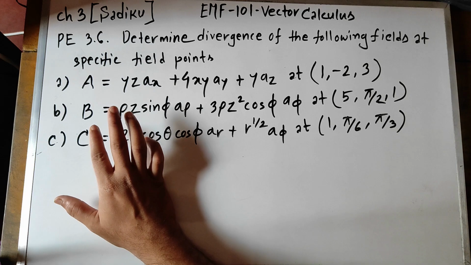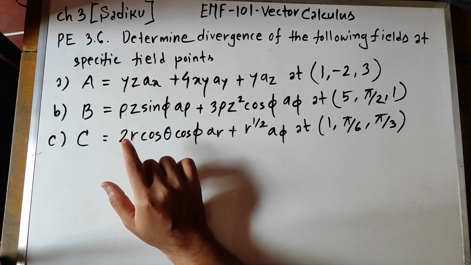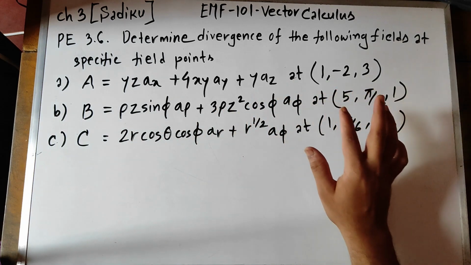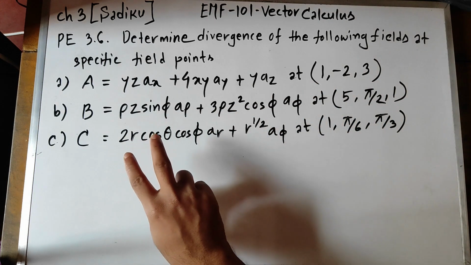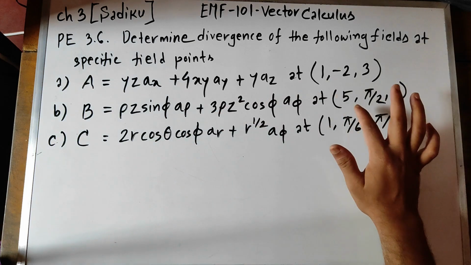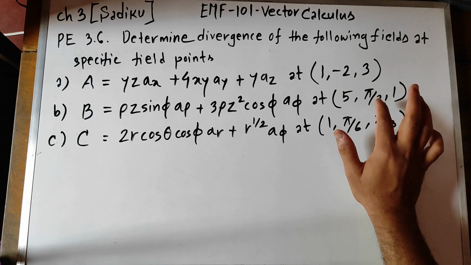The second vector field is B, which is in cylindrical coordinates: rho z sine phi in the direction a rho, plus 3 rho z squared cos phi in the direction a phi. We have to find the divergence of this vector field in cylindrical coordinates at the point (5, pi/2, 1).